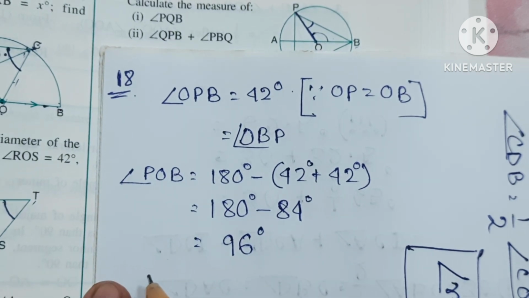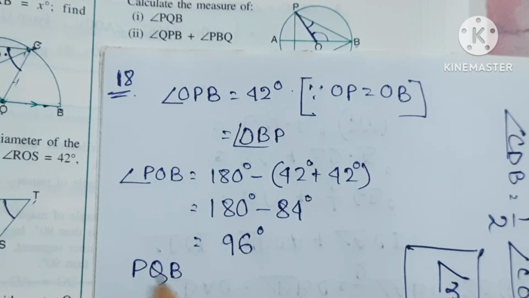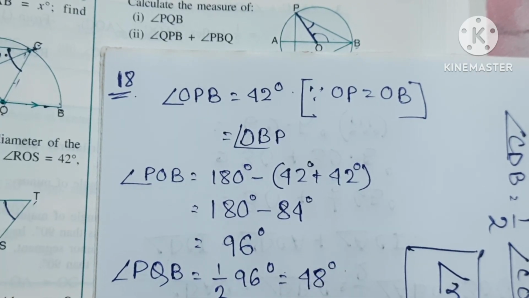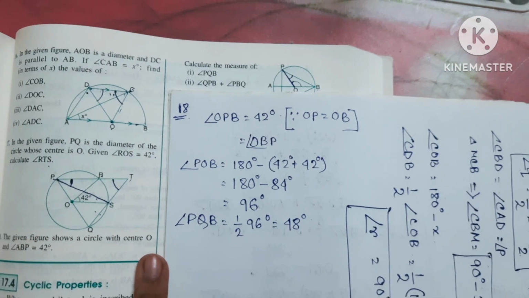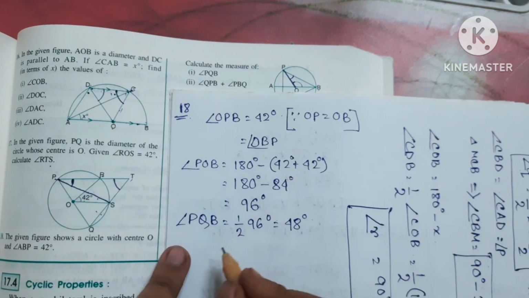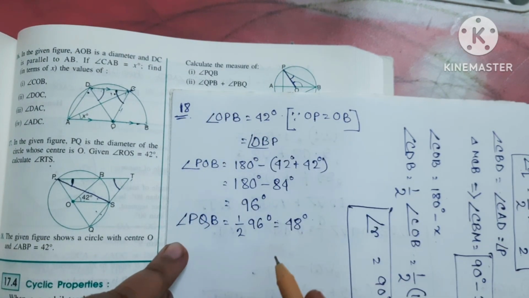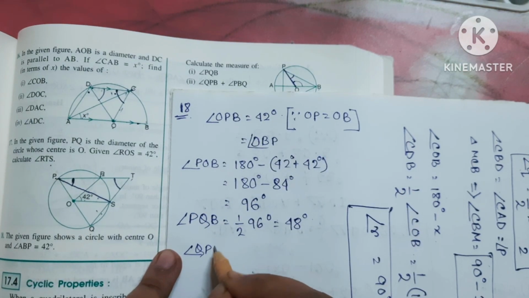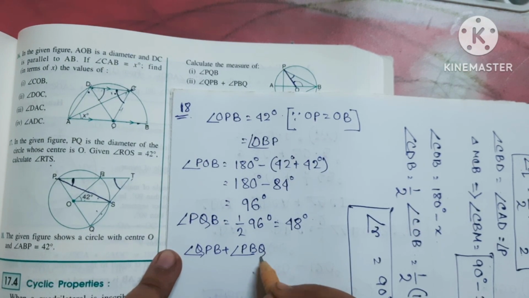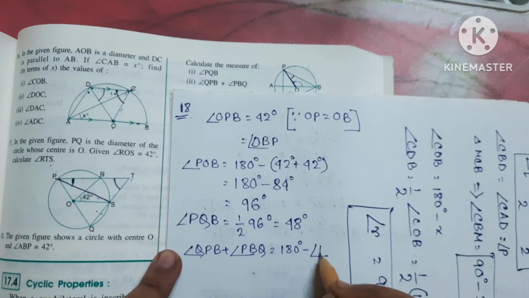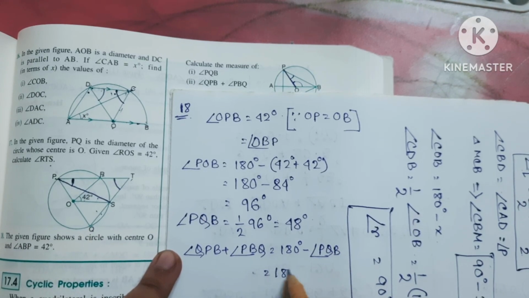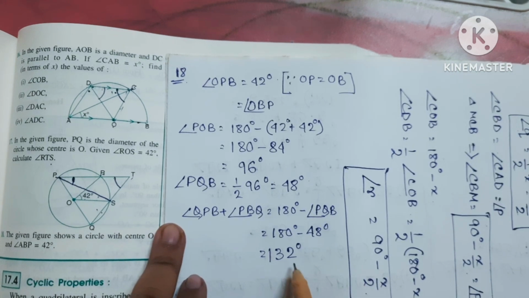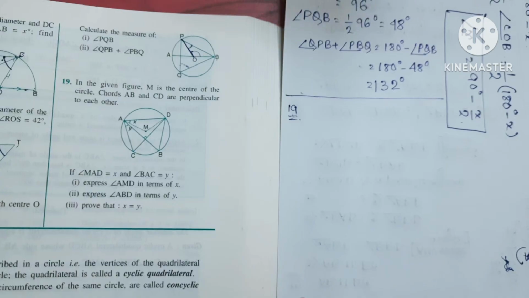So PQB is half of 96 degree. So it will become this one. Okay. Now see, angle QPB plus angle PBQ, that will be 180 degree minus angle PQB. So 180 degree minus 48 degree. Okay, 132.